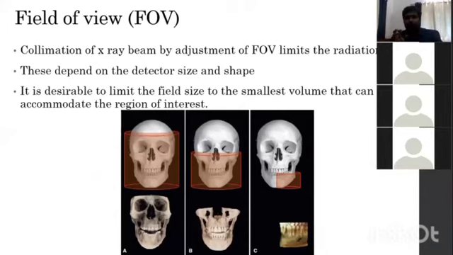Mostly there are three types of FOVs: the smaller FOV, the medium FOV, and the larger FOV. We mostly use the smaller FOV in endodontics because we only have a single tooth or two or three teeth and their adjacent structures. For imaging the maxilla and mandible, we mostly use the medium-sized FOV. And for pre-operative and post-operative surgical procedures, or to detect fractures, we use large FOVs.